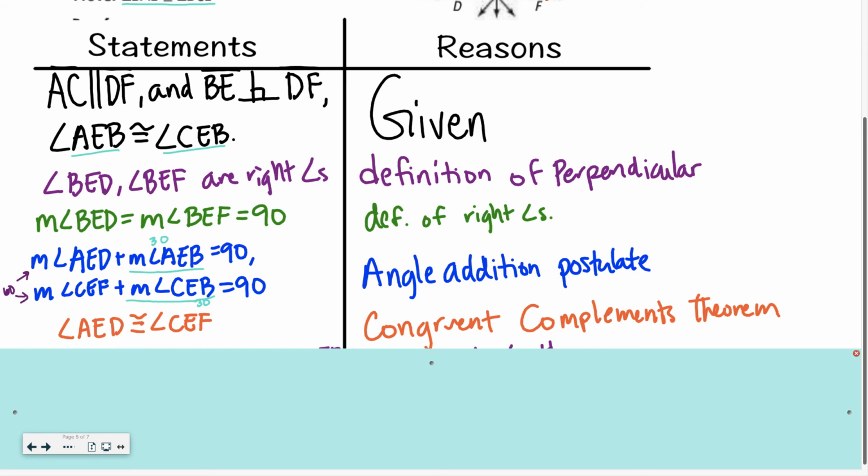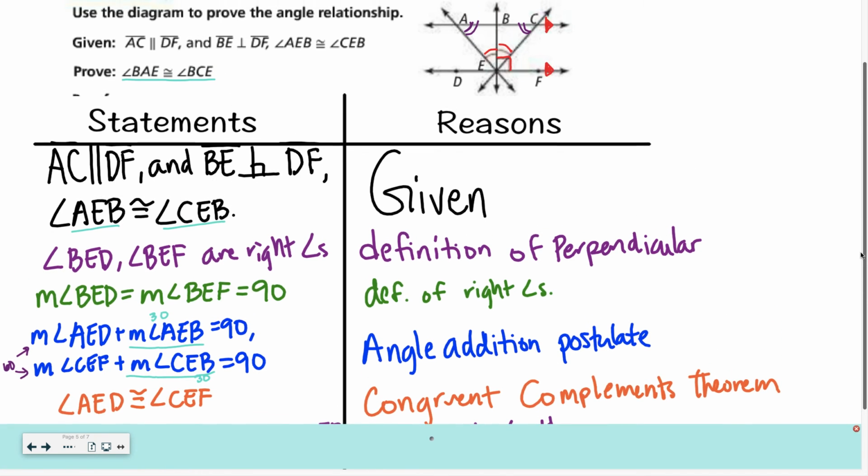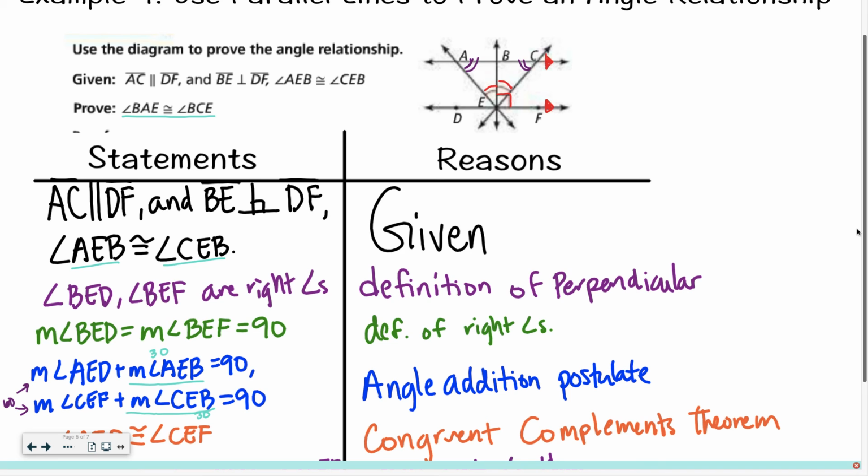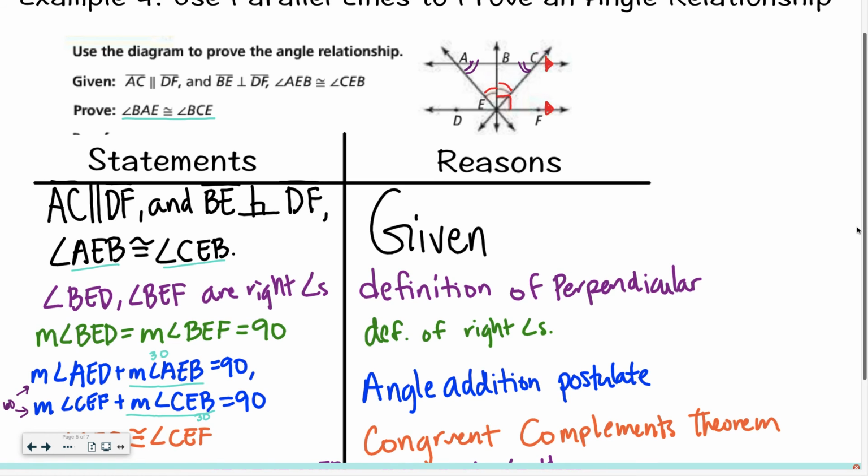Now that I know angle AED is congruent to angle CEF, and I look back at my picture, I can say, using some alternate interior angles, that angle BAE has to be congruent to angle AED.